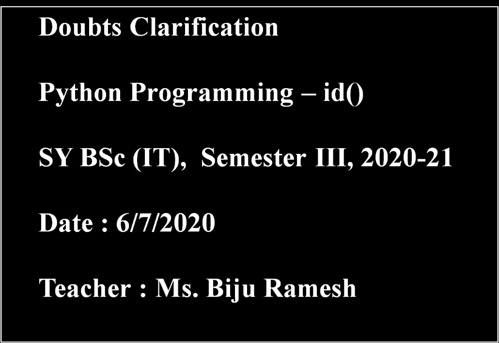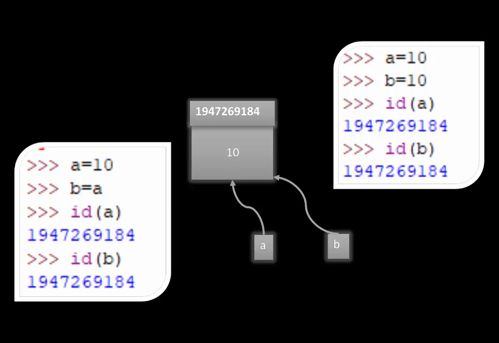Good morning, students. Today I would like to clear the doubt with respect to the ID method which was taught by Naveen Reddy in a video under Python. First he discussed A is equal to 10, then he said B is equal to A, and he was looking for the ID of A and ID of B, and he found it to be the same.